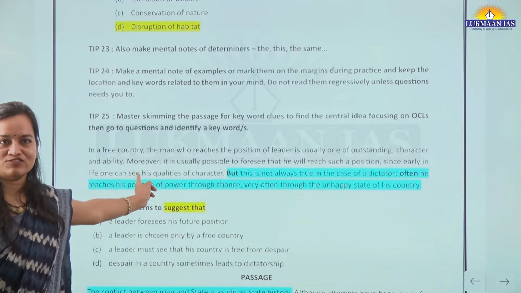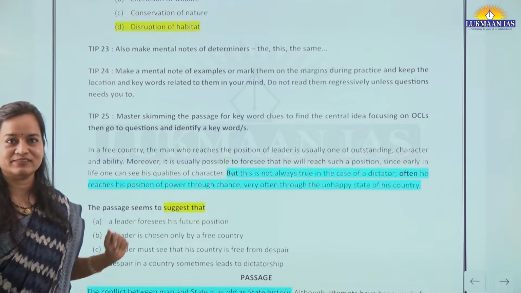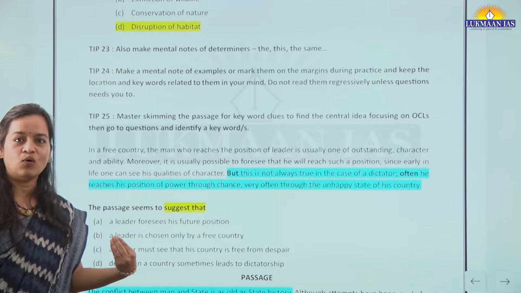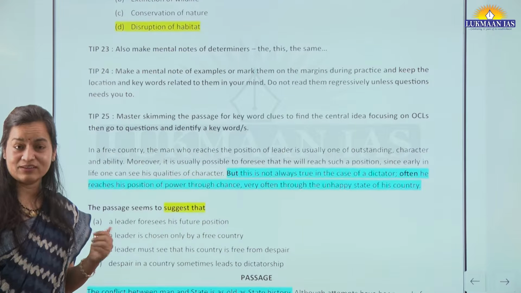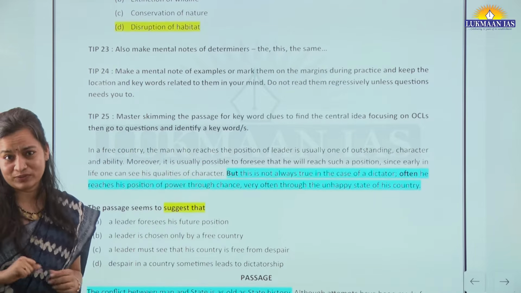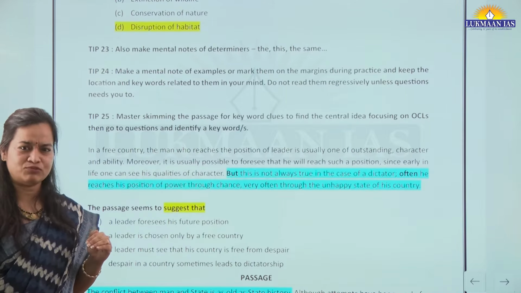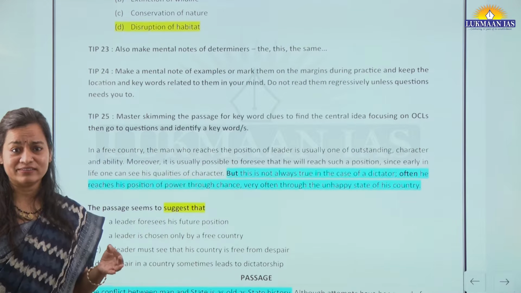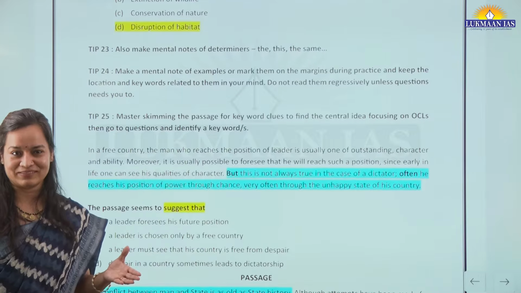So that's the passage. In a free country, the man who reaches the position of a leader is usually one of outstanding character and ability. First line. And it has the word usually. So at this point, can you think of an exception to this usual phenomena? If you can, you have learned the skill of anticipating the question or the direction of that passage.